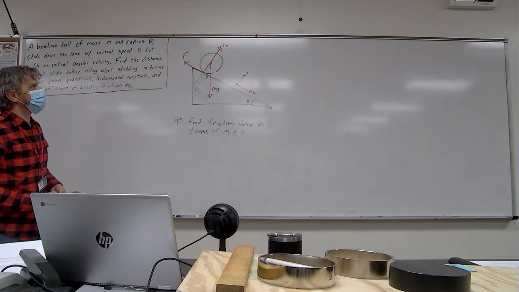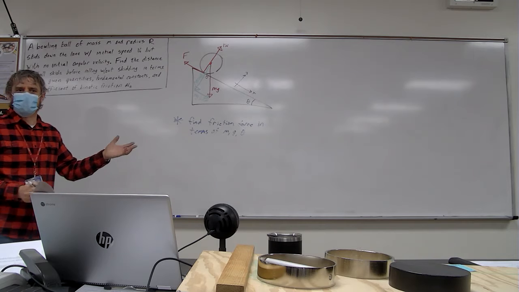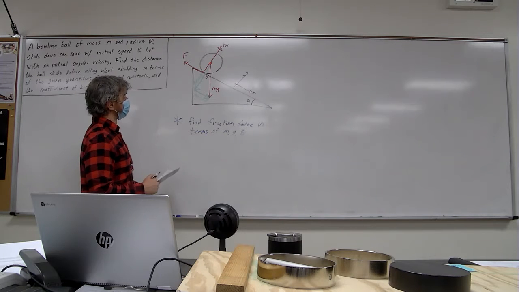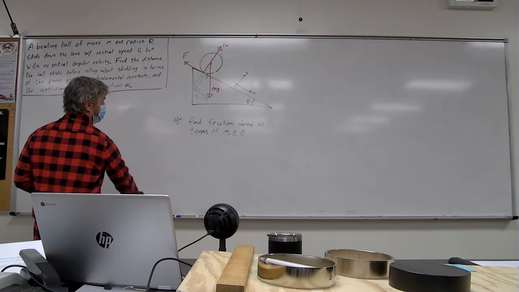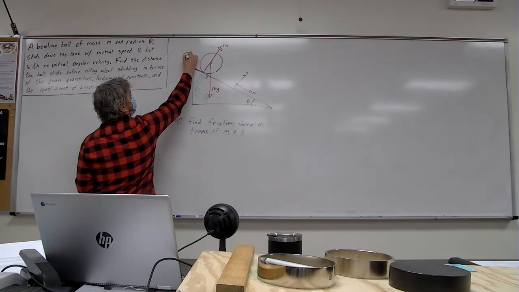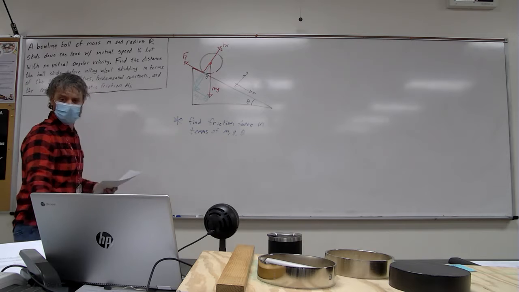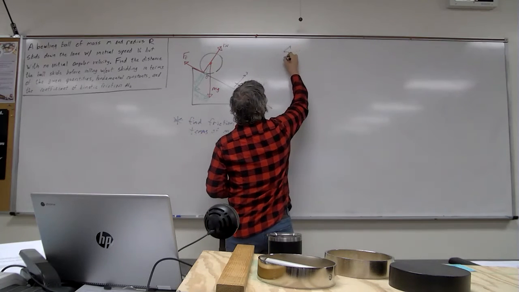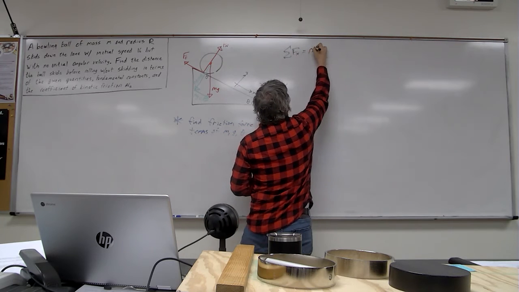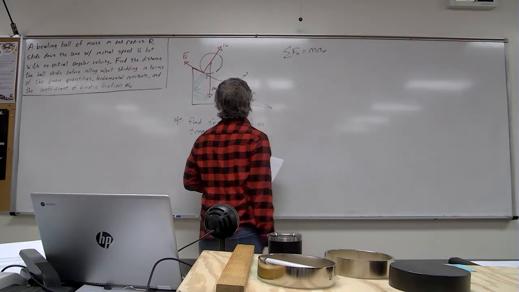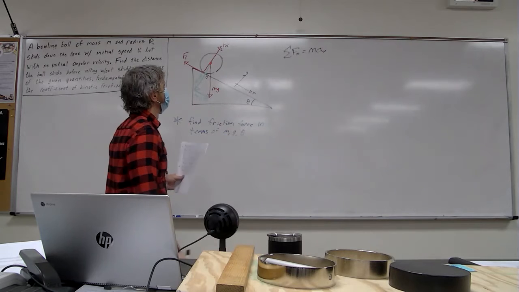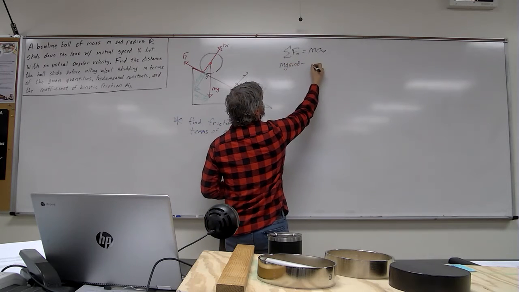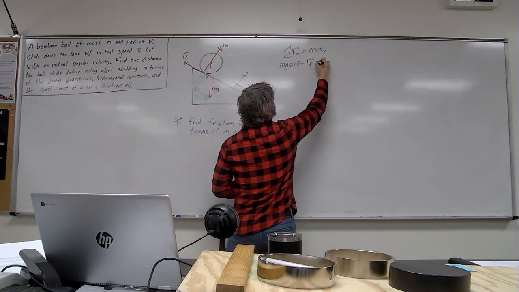I start with the one I like, the one that's relevant to what the question is asking. So I'm going to start with what direction? It's asking for the friction force. The x direction. So I will say the net force in the x direction equals the mass of the object times the acceleration in the x direction. So mg sine theta minus the force of friction equals ma.